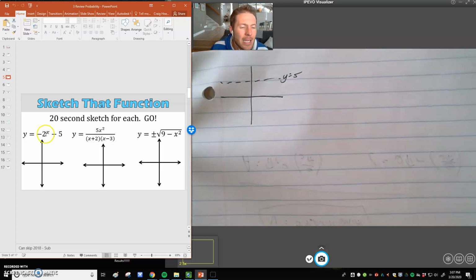And now here, it's really important. Remember, exponents happen before multiplication. This negative is considered a multiplication. So this is really an exponential curve just in the negative direction. So from here, I'm drawing an exponential curve.